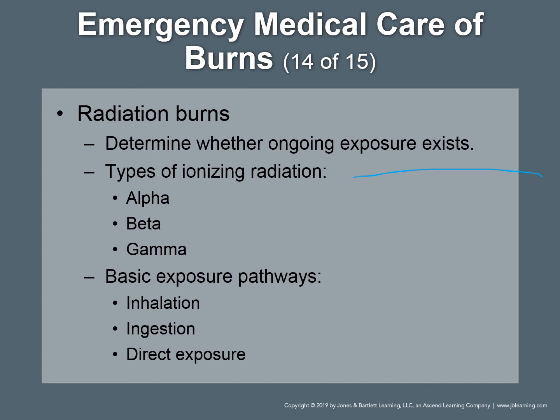Radiation burns happen from severe radiation. Alpha you can block with a piece of paper. Beta you can block with a shirt or clothing. Gamma, that's what burns you. Gamma is strong enough to cut through the skin. You've heard of gamma knife surgery. That is radiation. It literally burns through the skin.